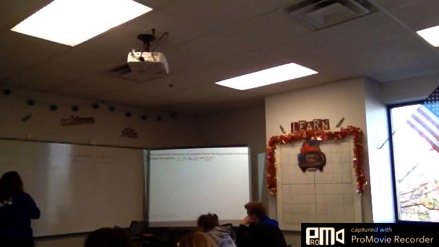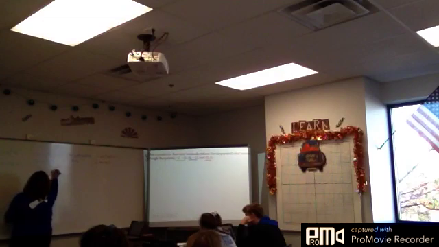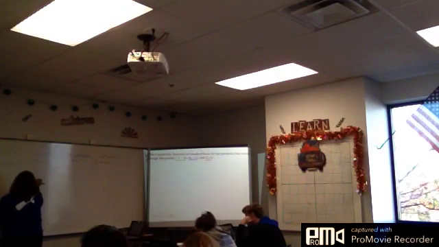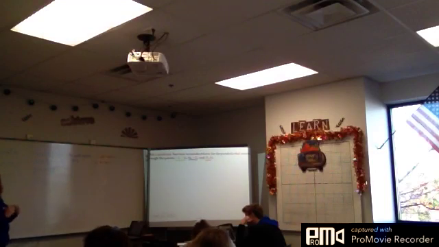Now, how do I get a and b by itself? What do I need to do with this -4? Add it to both sides. When I add it, you get 1 equals a minus b. Now I have an equation with just 2 variables in it.